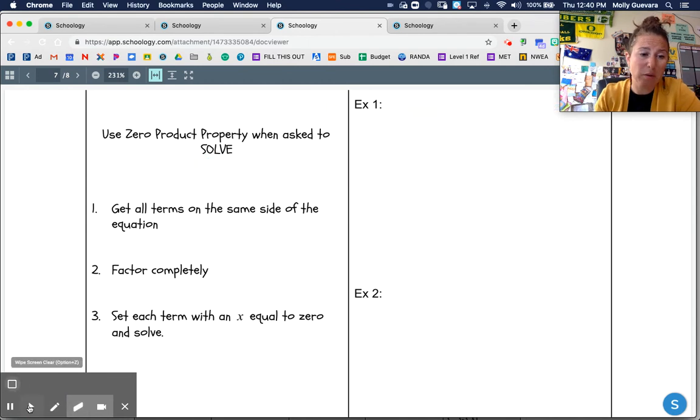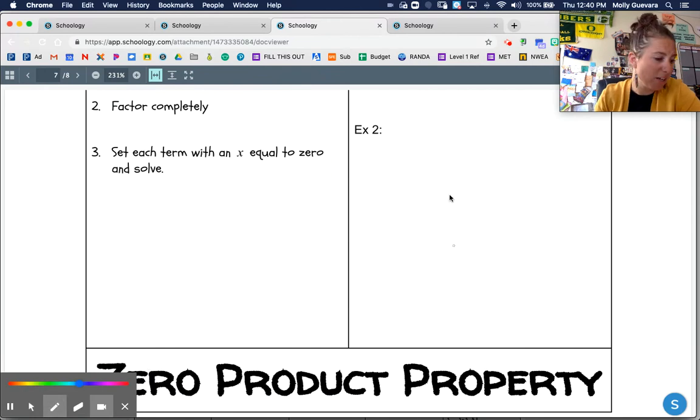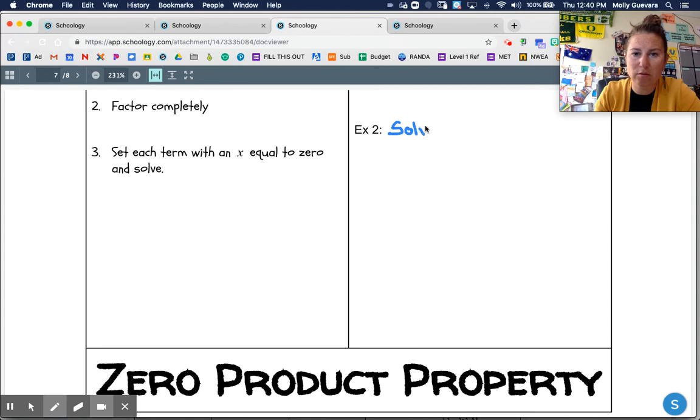Okay, let's look at one more example here, and then we'll be done. Okay, so example 2, I want to solve 3x squared plus x equals 4. It's quadratic, right, because it's x squared.